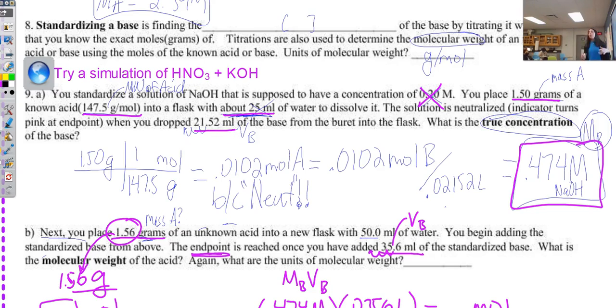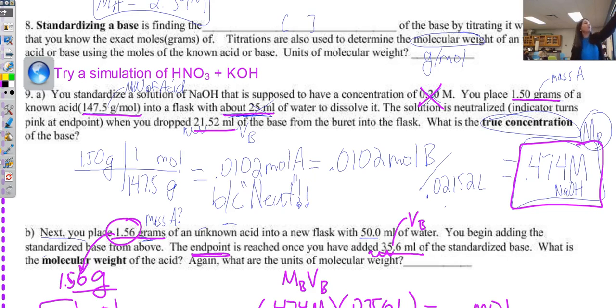Okay, so we know we're looking for MB. What can you tell me if it's neutralized? What two things have to be equal if it's neutralized? Moles of acid have to equal moles of base, which means if I can figure out the moles of one of them, I automatically know the moles of the other one.